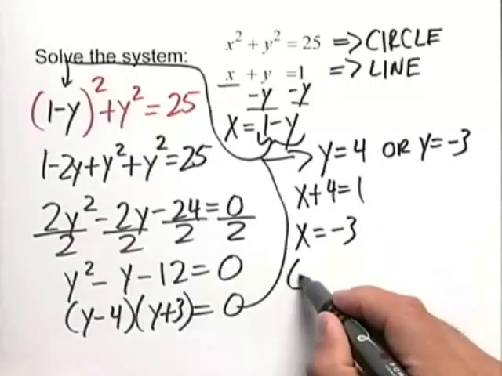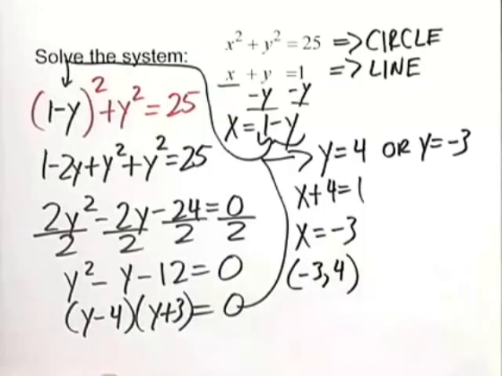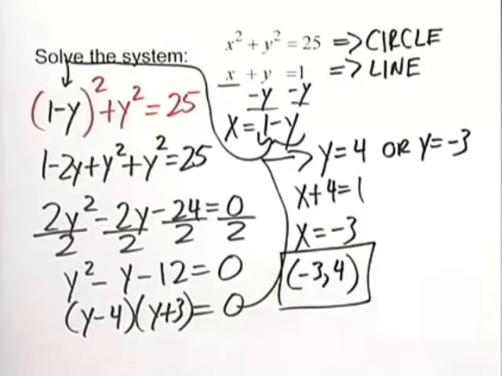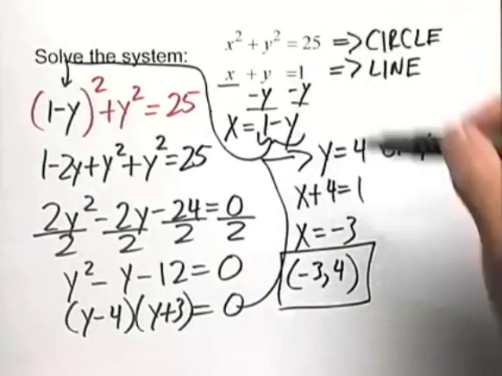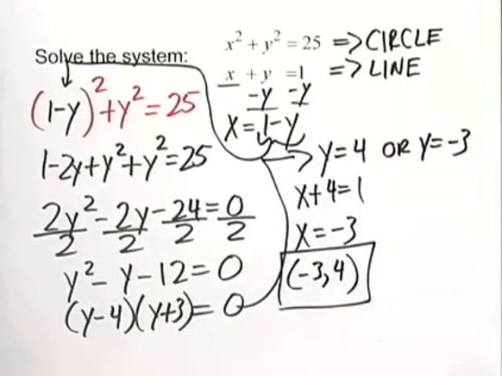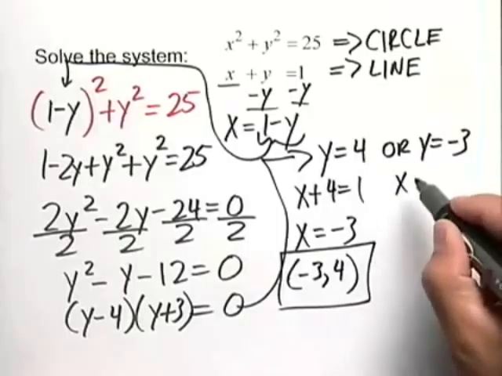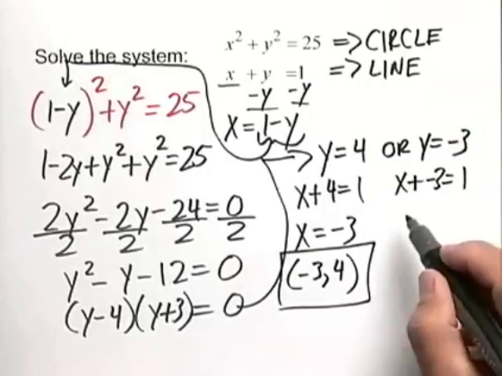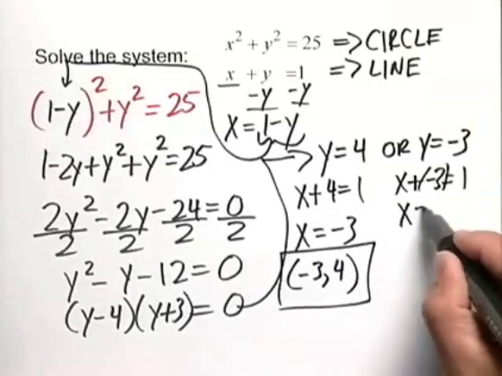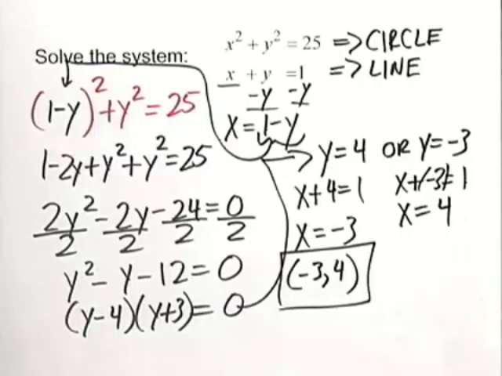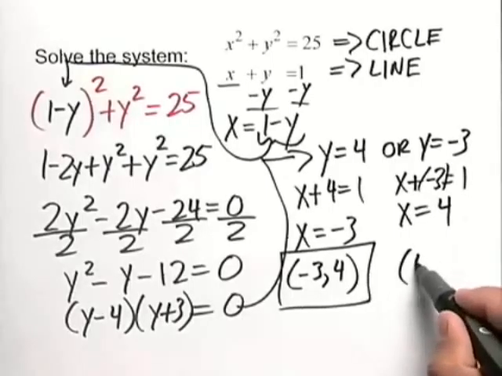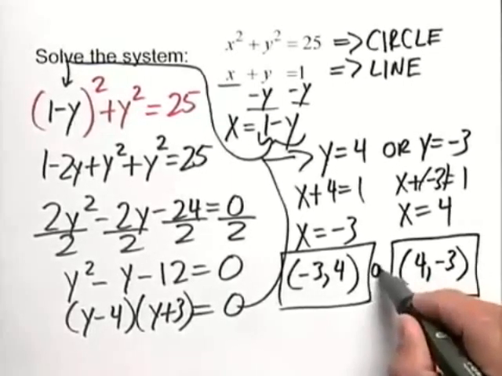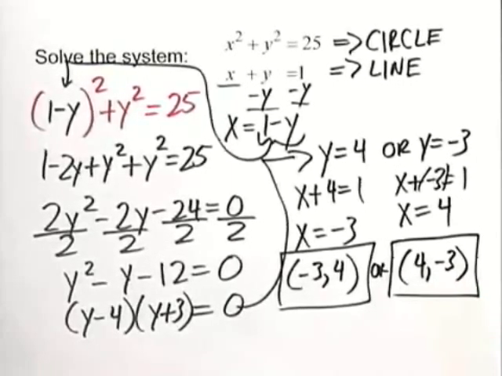Good idea to write this as an ordered pair, negative 3, comma 4. We need to do the same thing when y is equal to negative 3. Plug that back, and if you wanted to get fancy here, you could plug it back into the circle equation. Let's just go ahead and plug it back into the linear equation. That's a little bit nicer. And when we add 3 to both sides, we're going to end up with x is equal to 4. And writing this as an ordered pair, we have 4, negative 3. And these are the two ordered pairs at which a circle and a line will intersect.